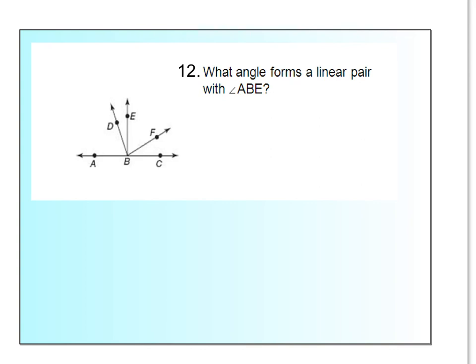What angle forms a linear pair with angle ABE? Well, first let's find ABE. Start at A, go to B, go to E. So here it is in blue. Now, linear pair, you have to remember, this is like a line that's divided into a pair of angles. So here's a line. We're going to divide it into a pair of angles. So like this angle and this angle would be a linear pair. So what angle would make a linear pair with angle ABE?